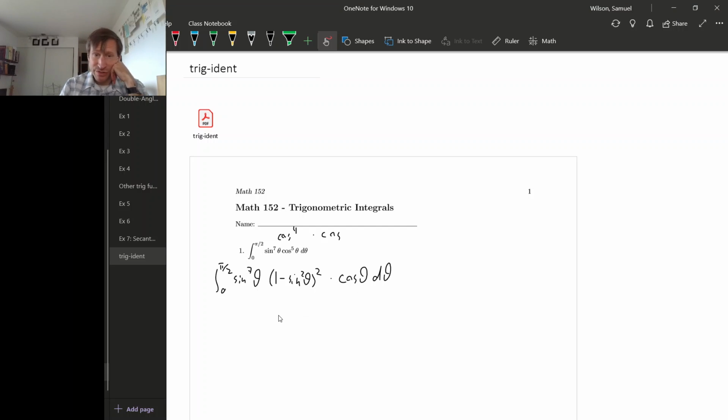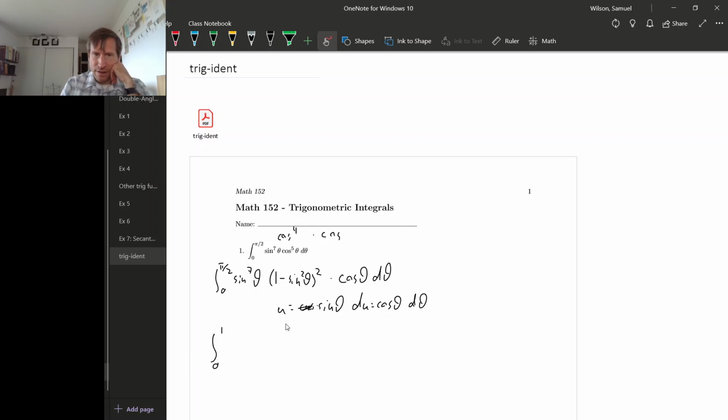And now we can do a u substitution. So u is sine theta. du is cosine theta d theta. So this integral turns into, let's see, when theta is 0, sine of 0 is 0, so u is 0. When theta is pi over 2, sine of pi over 2 is 1, so u is 1.